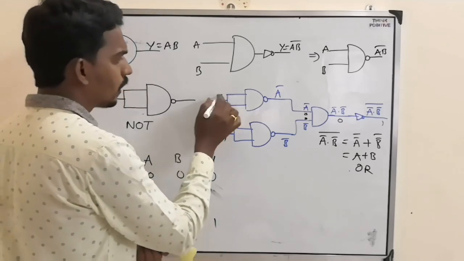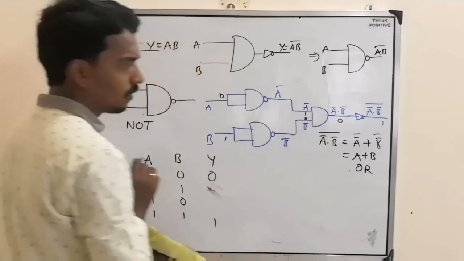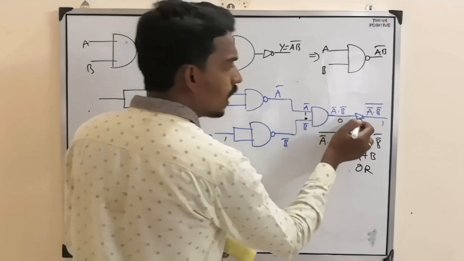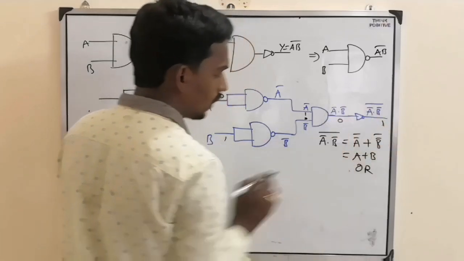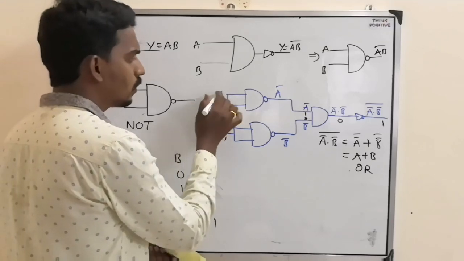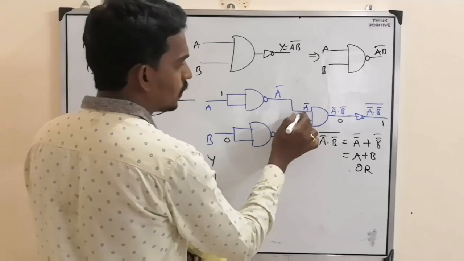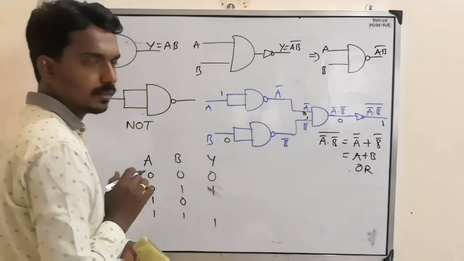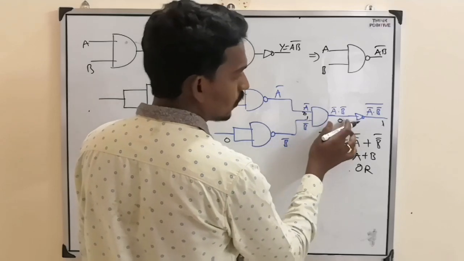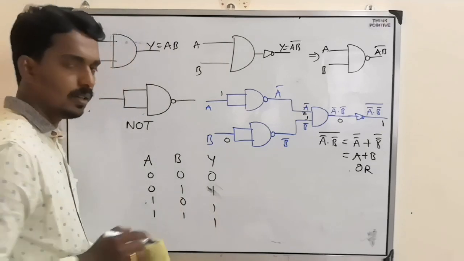Now you give 0, 1. Then here comes 1, 0. Then for 1, 0 the AND gate gives 0. Then the NOT gate will make it 1. So for 0, 1 also 1. Then you give 1, 0. Here 1, here 0. 1 will become 0, 0 will become 1. Then 0, 1, AND gate gives 0. The NOT gate makes it 1. So again here also 1.